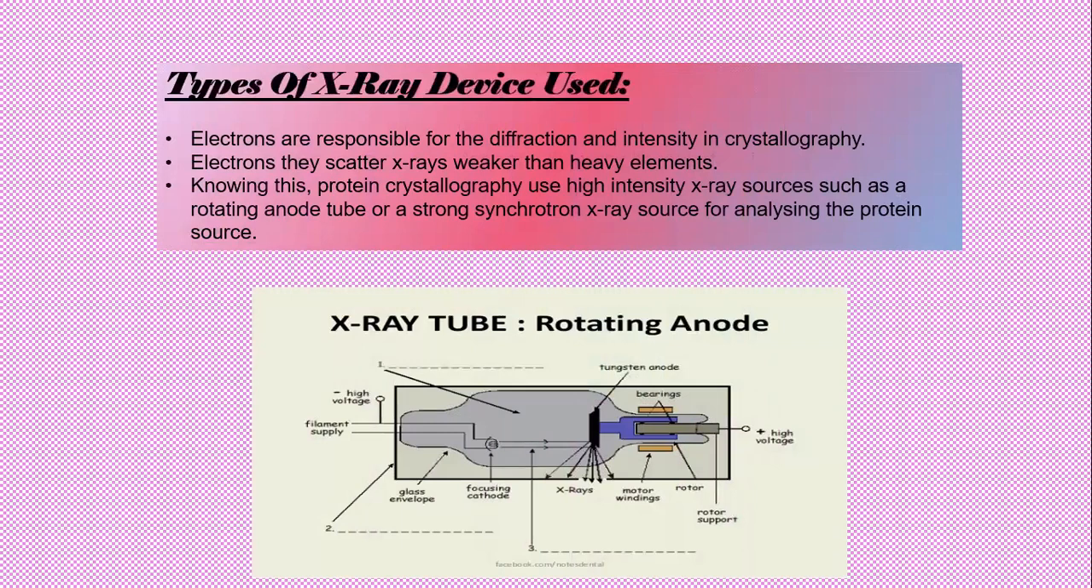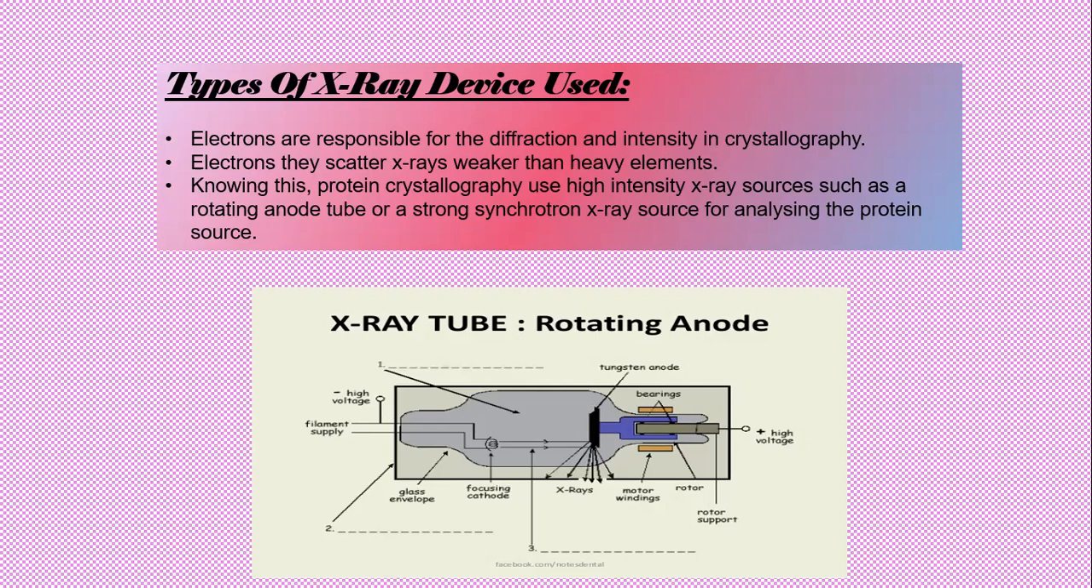And next is types of X-ray device used. Electrons are responsible for the diffraction and intensity in crystallography. Second one is electrons. They scatter X-rays weaker than heavy elements. And the third one is knowing this, protein crystallography uses high intensity X-ray sources such as a rotating anode tube or a strong X-ray source for analyzing the protein sample.